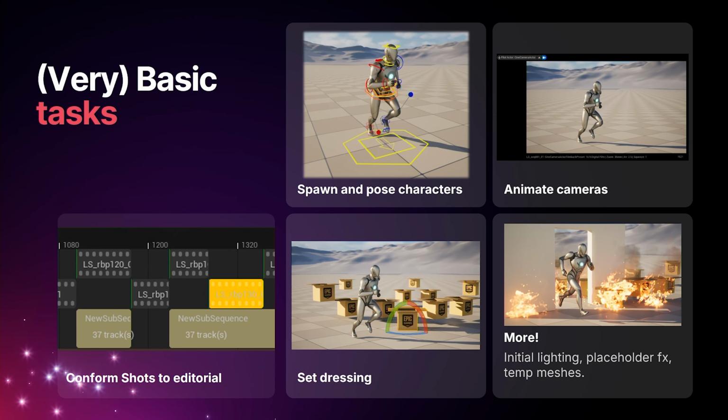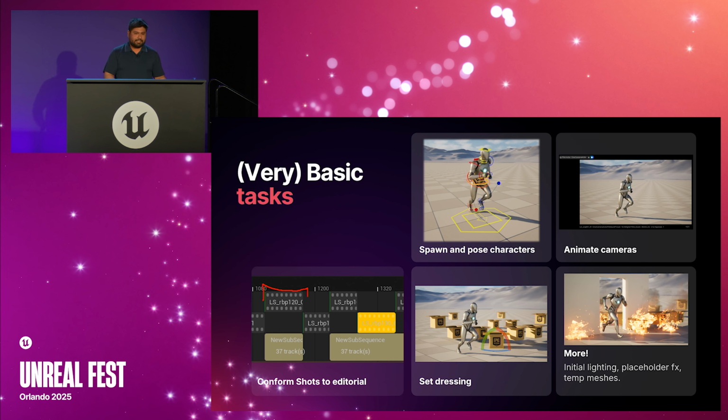And these are some of the very basic tasks that a layout artist can do. They can spawn and pose characters, they can do the animation, they can animate cameras, of course. They can change the lengths of the shots and replace them and move them around. They can conform them to what the editorial sends or to the storyboard. Set dressing, and way more. So whatever the sequence calls for, they can also maybe do some lighting or some effects depending on what is needed to sell the story and to get their idea across.